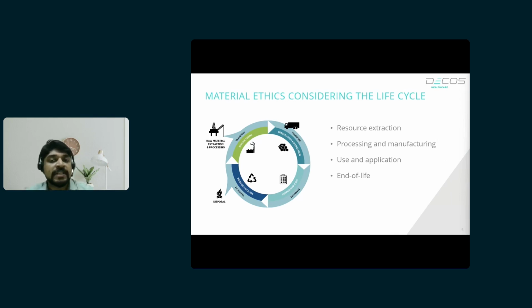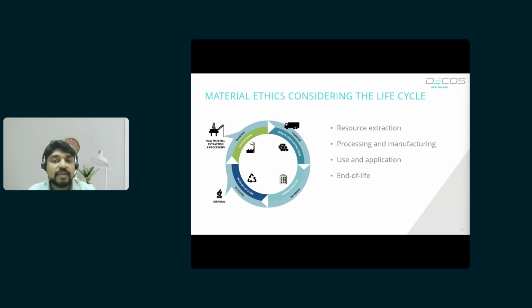Material ethics considers the material life cycle. It examines the ethical implications throughout a material's entire life cycle, from its extraction till the end of life. Resource extraction raises concerns of environmental impact, like pollution, resource depletion, etc., and social impact, like labor practices, worker safety, etc.